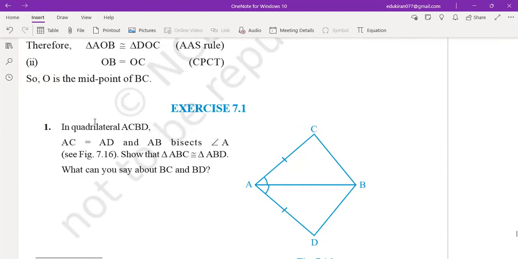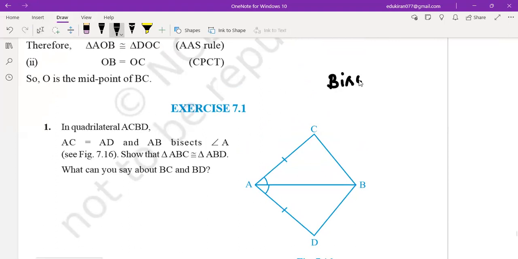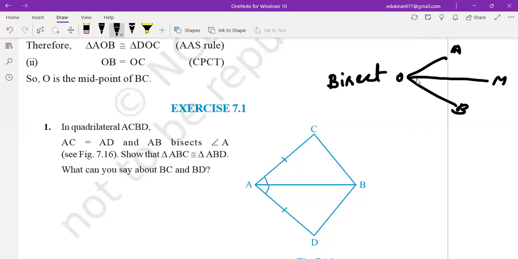Now, the very first thing you have to remember is this one. What is bisect? Anyone who can tell me the meaning of bisect? It is a line that divides an angle into two equal parts. Okay, very good. So bisect means, for example, this is an angle, this is O, this is A, and this is B. This line comes, M line. So bisect means this line is bisecting this angle, so this angle and this angle will be equal.